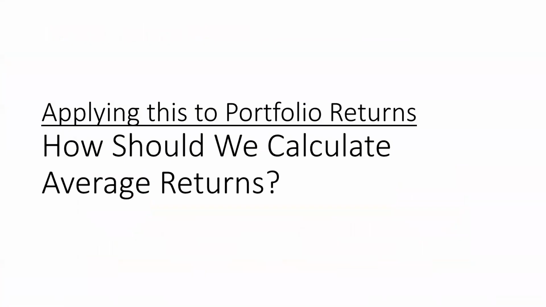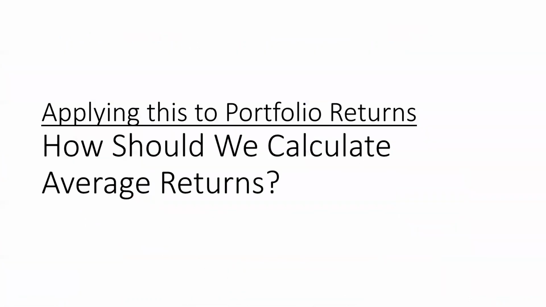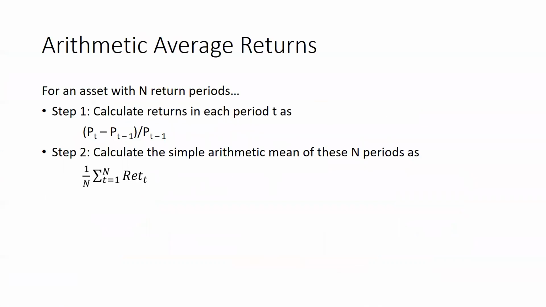All right, now we can tie all this stuff together. How should we then think about calculating average returns? Because what we ultimately want to do is this. We need a measure of average returns and we need a measure of risk. And if we have a measure of return and a measure of risk, we can start comparing portfolios and assessing what we hope is the investor acumen of the portfolio manager, with the caveat that we can never disentangle acumen from luck, but we're going to try anyways. Okay, so how should we calculate average returns to put in the numerator of that particular scaled comparison?